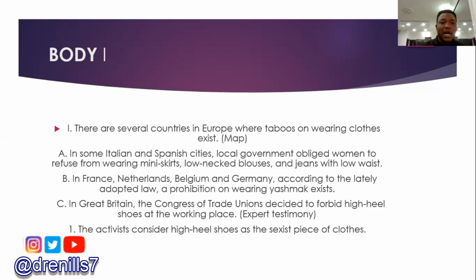By the way, now the first sub-point, capital A, I talk about the first countries. In some Italian and Spanish cities, local governments oblige women to refrain from wearing miniskirts, low-necked blouses, and jeans with low waist. Think about this. It's happening in Italy and in Spain, but it's the same thing in both. So instead of separating Italy and Spain, I put both together and join them with what binds both of them: they are all in Europe. So that is the first sub-point under the main point.